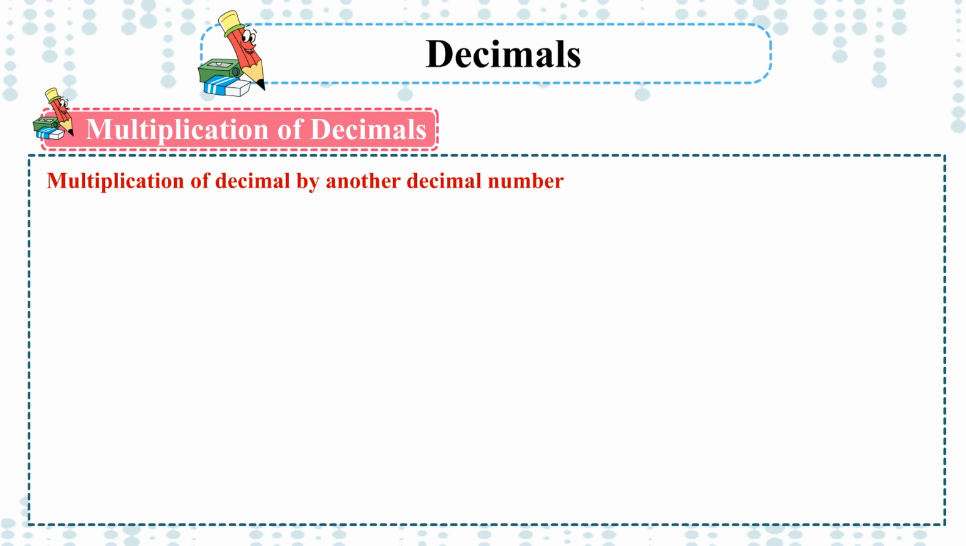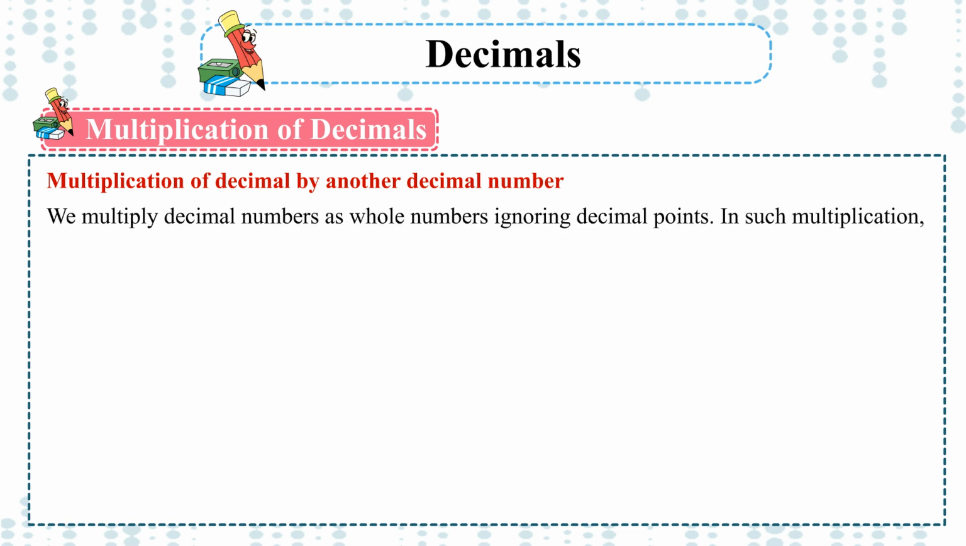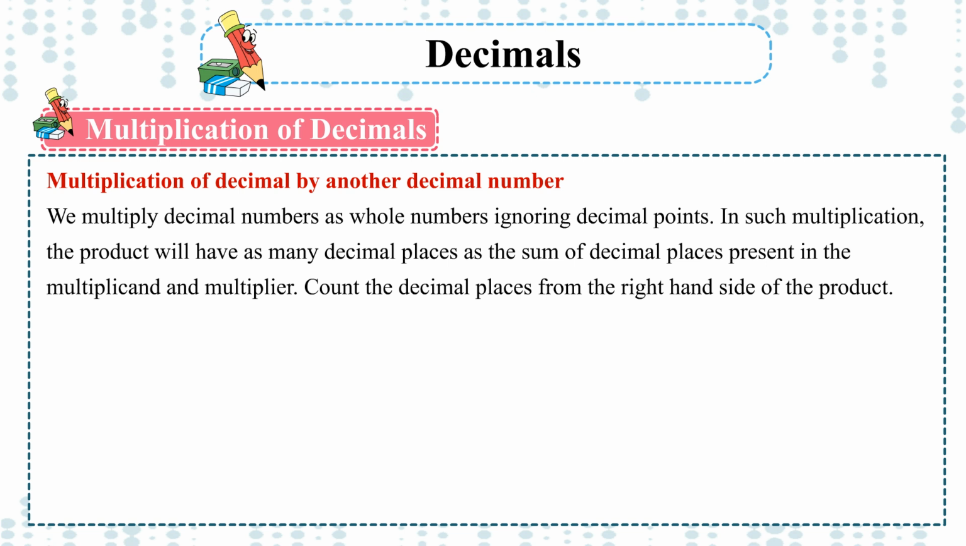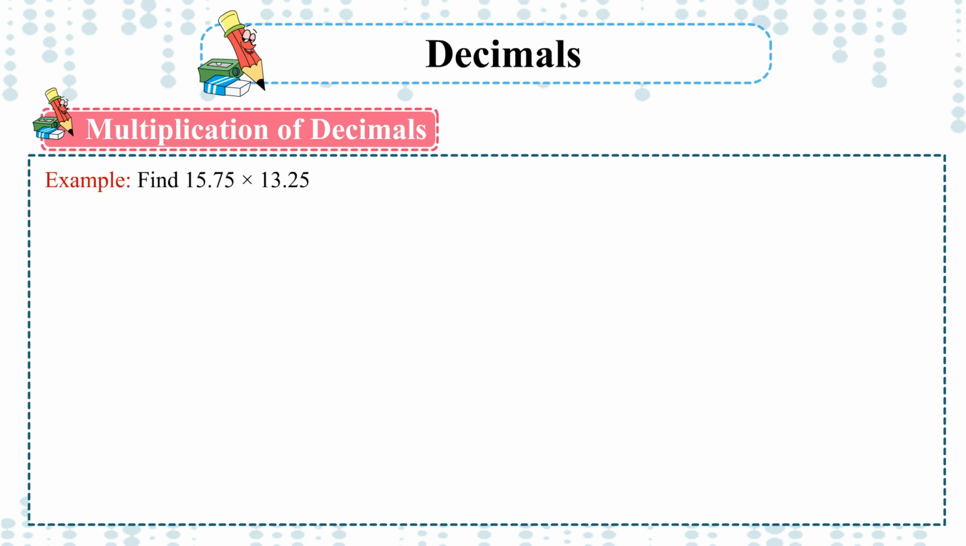Multiplication of a decimal by another decimal number. We multiply decimal numbers as whole numbers ignoring decimal points. In such multiplication, the product will have as many decimal places as the sum of decimal places present in the multiplicand and multiplier. Count the decimal places from the right-hand side of the product. Example, find 15.75 multiply 13.25.